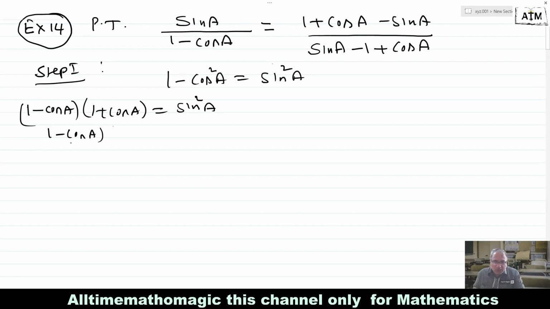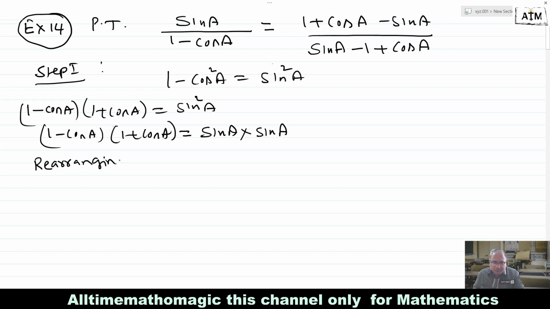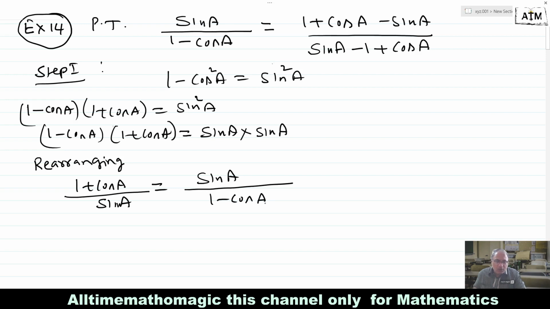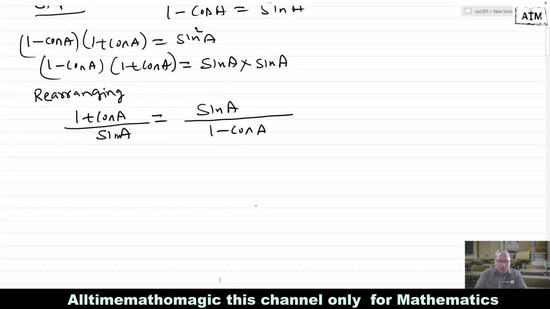1 minus cos A into 1 plus cos A. Sin square can be written as sin A into sin A. Now after that, rearranging, 1 plus cos A upon sin A equals sin A upon 1 minus cos A. After that, applying the theorem of equal ratios.